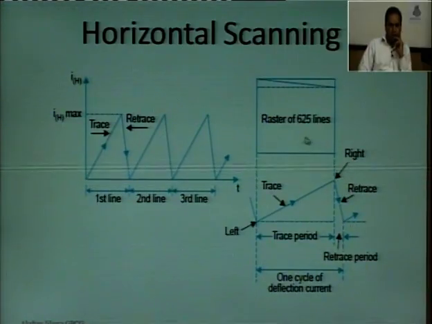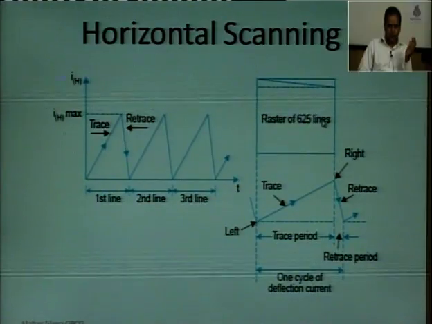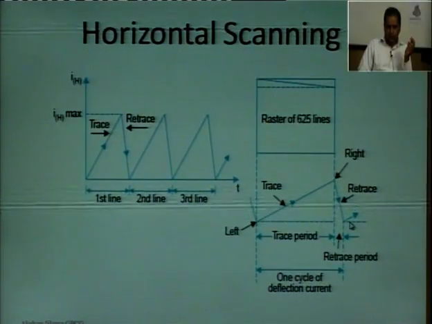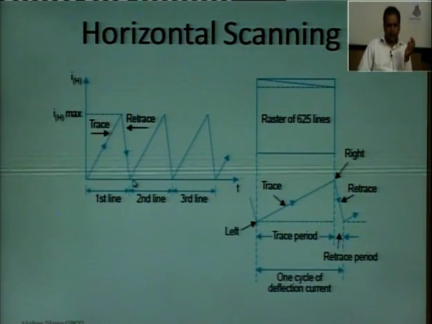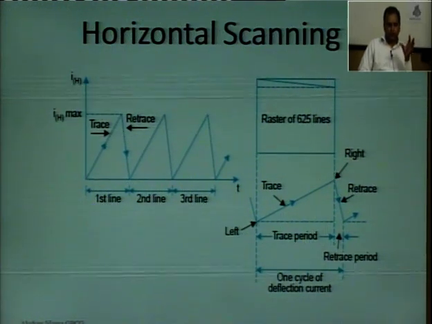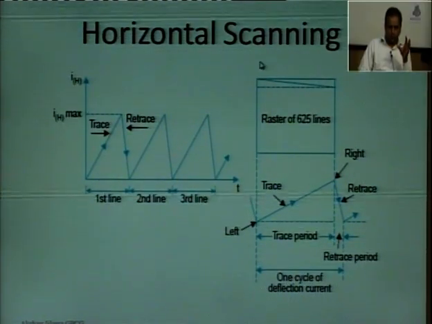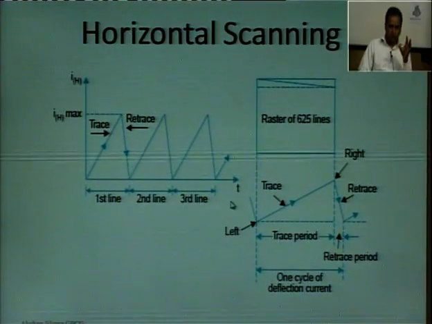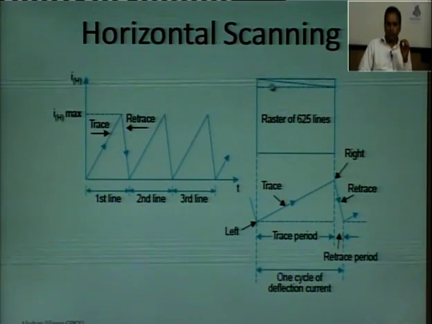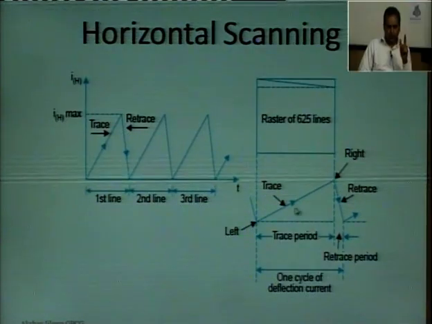This is the raster. We take the case of the Indian system, the 625 line system. In this system, what we have here is the trace period and this is the retrace period. A sawtooth wave is generated. This is the current which is available in the horizontal and vertical deflection coils. For horizontal scanning, this is the current available in the horizontal deflection coil. When the current rises, the beam spot moves from left to right, and it is called trace time or trace period.